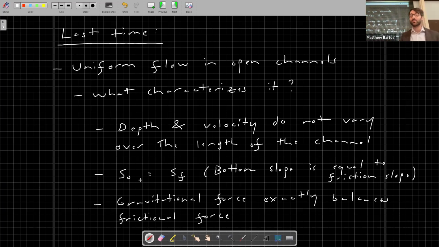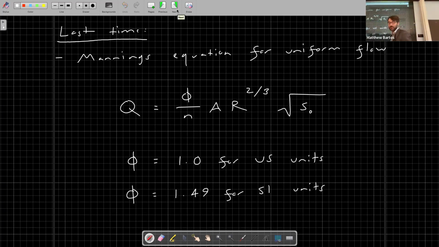All right, so we talked about uniform flow, what characterizes it, and using this second characterization specifically, we came up with an equation for relating the depth and the discharge in uniform flow. Does anyone remember what that equation was called? Manning's equation. So this is the most widely used equation for uniform flow, at least in the United States.